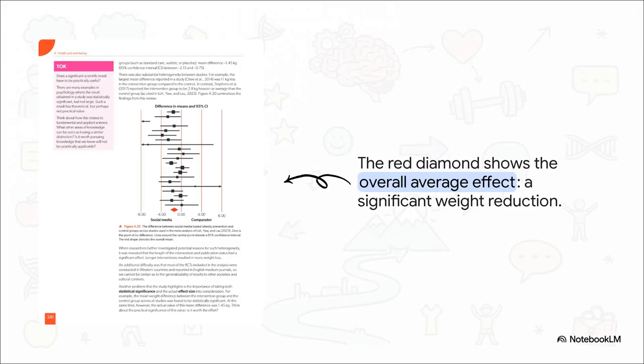Now, this might look a little complicated, but trust me, it's not. It's called a forest plot, and it tells a really powerful story. Each one of those little black squares is an individual study. The crucial part is that red diamond at the bottom. That represents the average effect of all the studies combined. And since that diamond doesn't touch the vertical zero line, it tells us the overall effect is statistically significant. In other words, on average, these social media programs worked. They led to a reduction in weight.